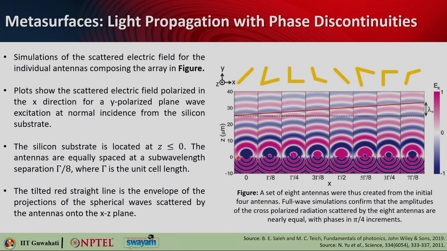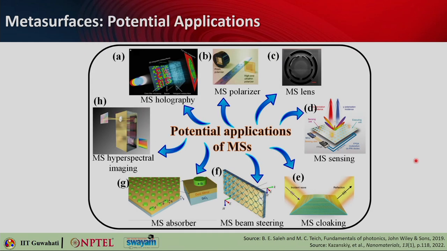So that way a very very thin surface can do beam steering. Okay, so that is only one particular application which has caught the initial attention of the metasurface or all the scientific community at large. There are other applications also like metasurface holography, metasurface polarizer, metasurface lens, sensing, cloaking, beam steering, absorber, hyperspectral imaging. I believe in the initial lectures when we were talking about the applications of metasurfaces, I have discussed all these applications in detail. Now you can go back and revisit that lecture and now you will be able to make more sense of how metasurface is allowing you to achieve all this.